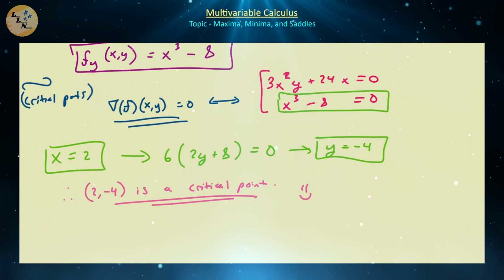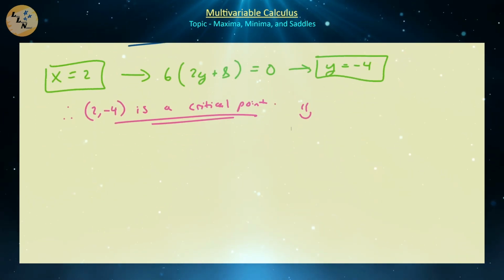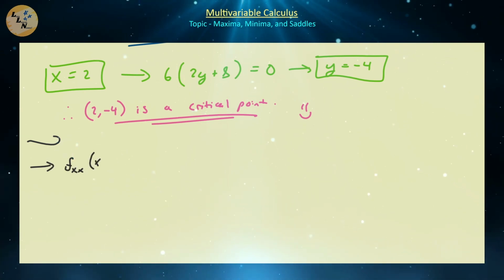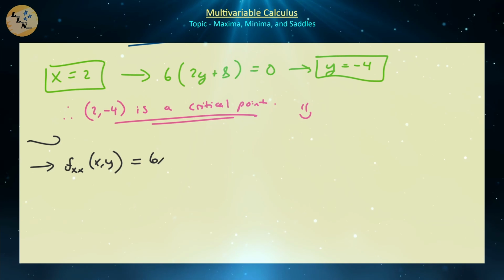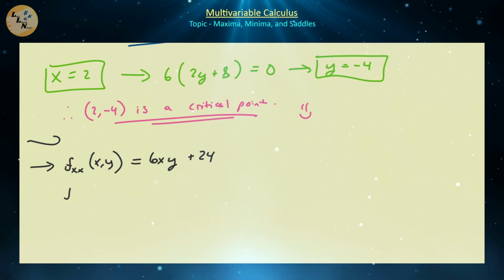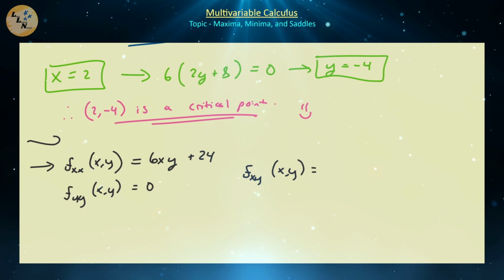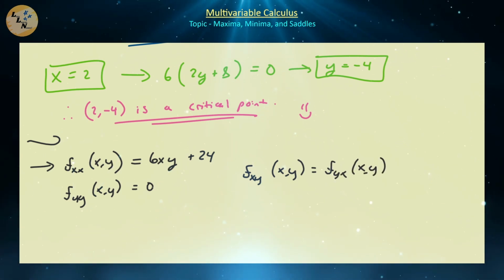So now we need to classify this critical point as either a min, a max, a saddle, or leave it up to chance of what it is if the second derivatives test is inconclusive. So the next thing that we need to do is calculate the Hessian of our function, which requires us to find the second order partial derivatives. So you should be able to find that for our example, the second derivative with respect to x is going to be 6xy plus 24, and the second derivative with respect to y is going to be equal to 0, and the second derivative with respect to xy and also yx are both going to be equal to 3x squared.